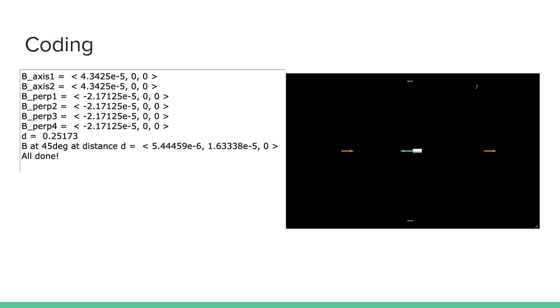And here we have the results of my experiment. You can see all the results for the magnetic fields both on and off axis, and on the right, you can see the on-axis magnetic fields are represented by the orange arrows, the off-axis fields are represented by the blue arrows, and the 45-degree field is represented by the small green arrow.